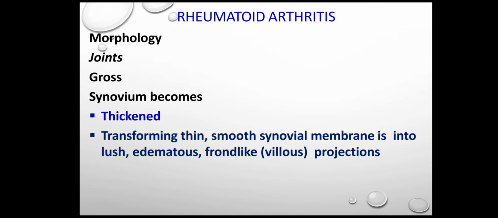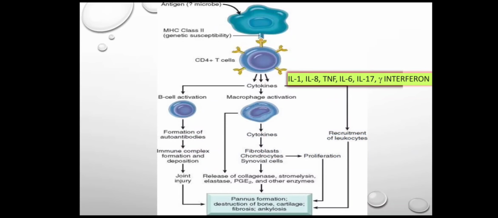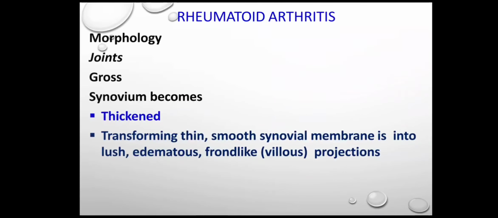So you can make a flow chart yourself, simplify it as much as possible, and present your own interpretation for the pathogenesis of rheumatoid arthritis.